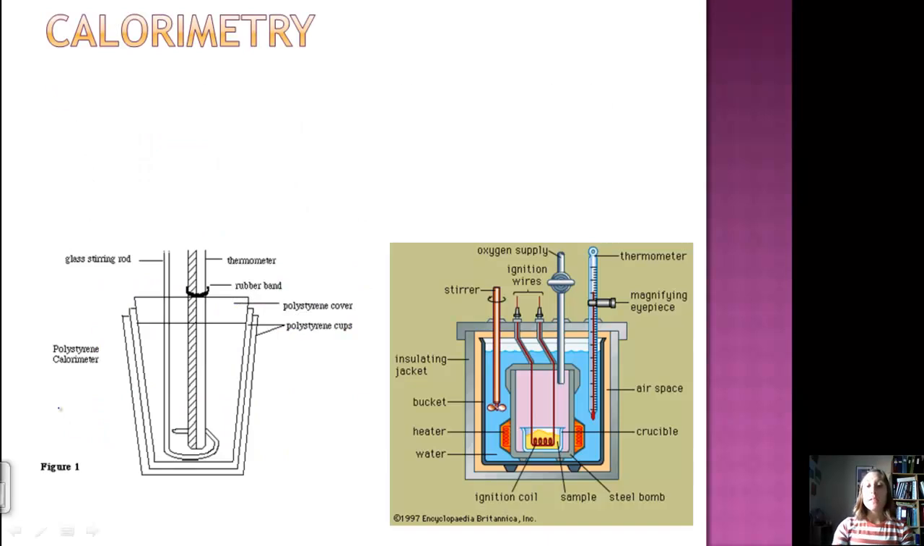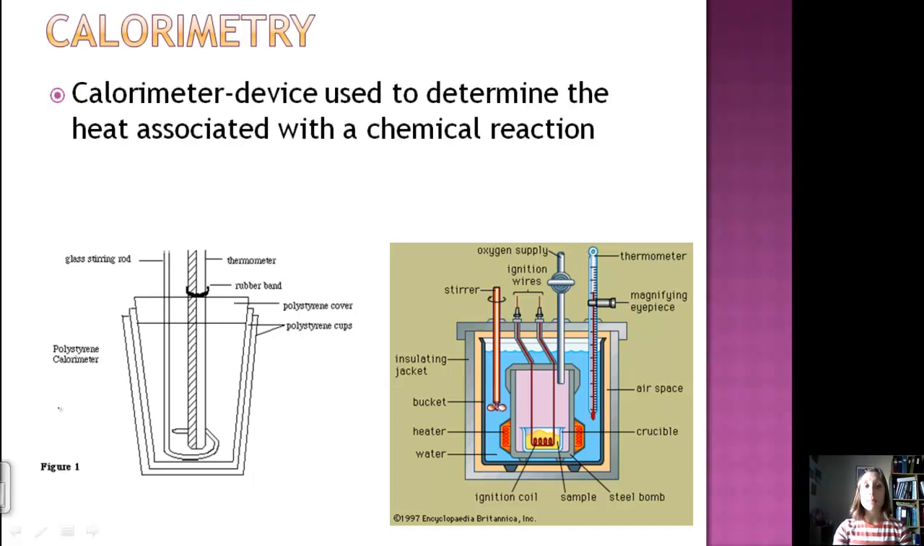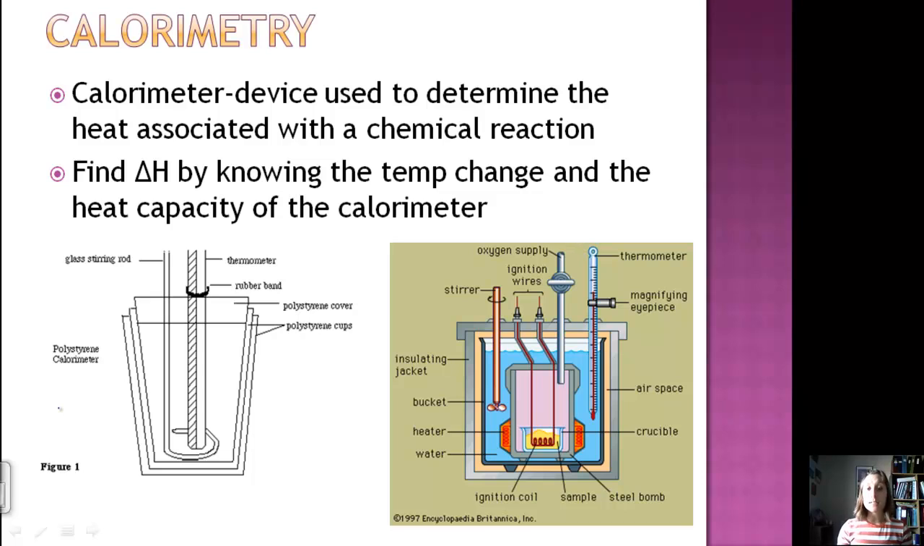Well, a lot of ways that we can calculate the enthalpy has to do with what's called calorimetry. A calorimeter is a device used to determine the heat or the enthalpy associated with a chemical reaction. And we can find delta H, which is our change in enthalpy, by knowing the temperature change of our substance and the heat capacity of the calorimeter. How good is the calorimeter trapping heat?